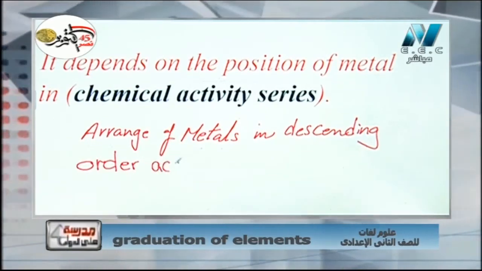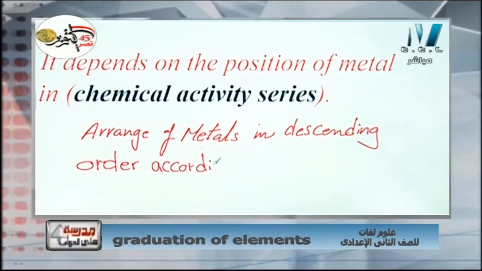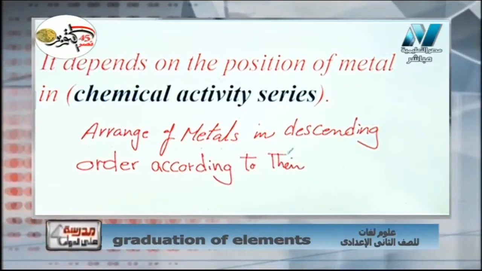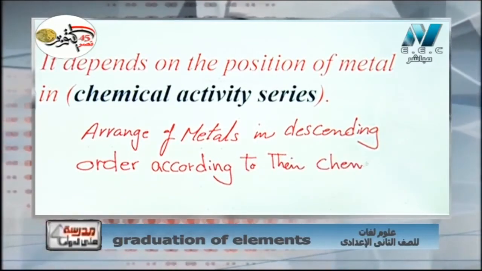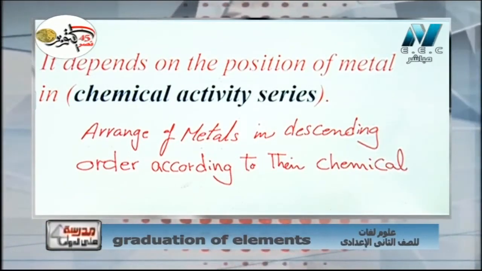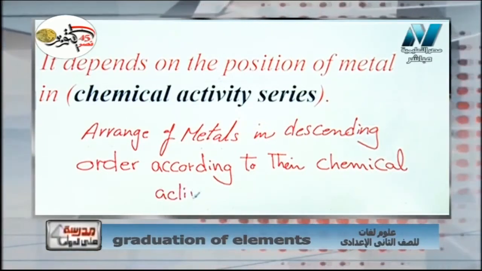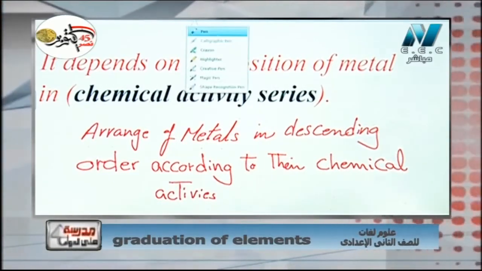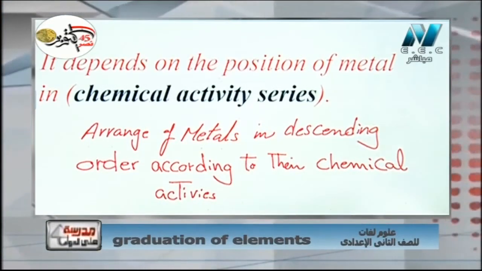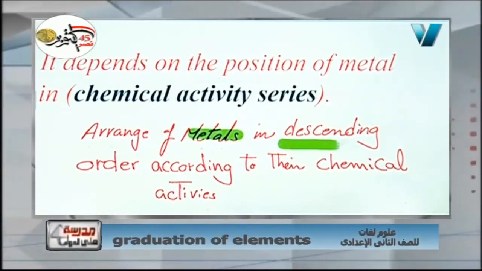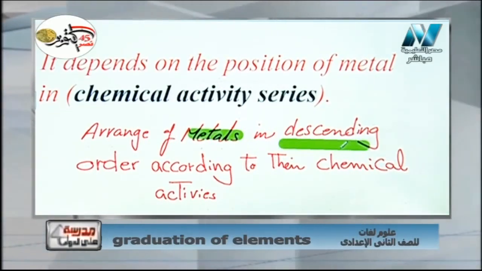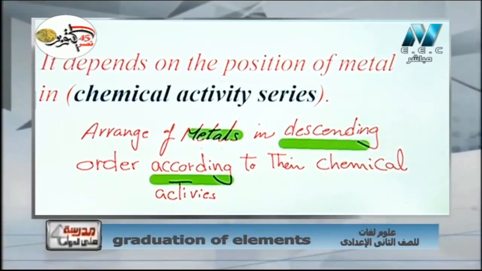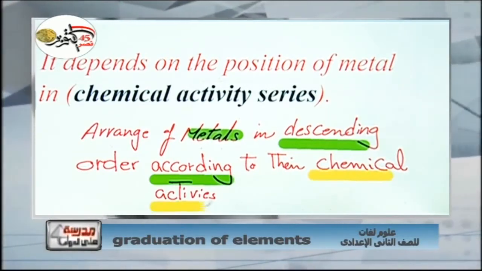According to their chemical activity, so we arrange metals again. We arrange what? Metals in what? In descending order, يعني from the most active to the least active metal. According to what? Their chemical activity.